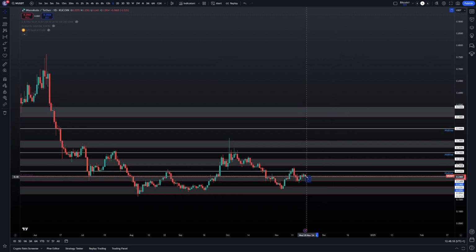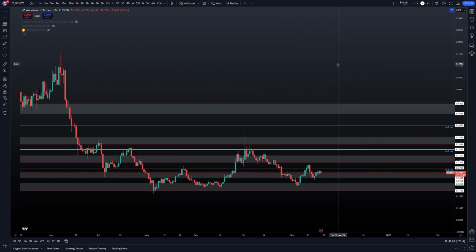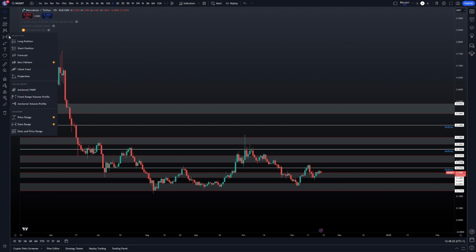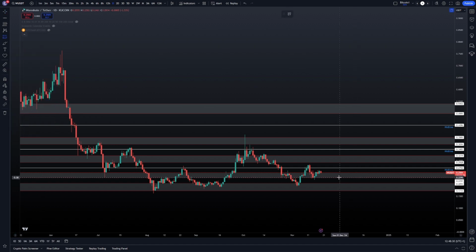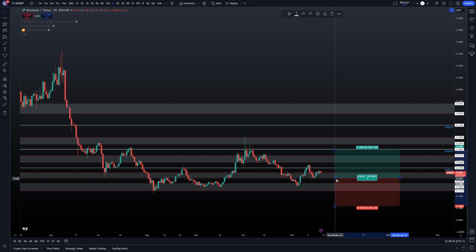Is this a good moment to enter Wormhole? I do think so, yes. Of course, no financial advice, but I think an entry here is pretty nice. Or look for an entry around 22.8 cents. If I get my long position tool, for example right here, would be a pretty nice entry, with around a 5% stop loss. That's what I use, 5 to 10%.